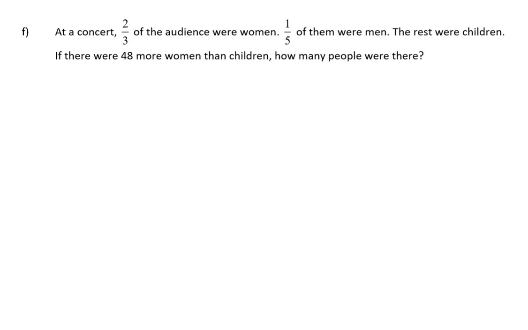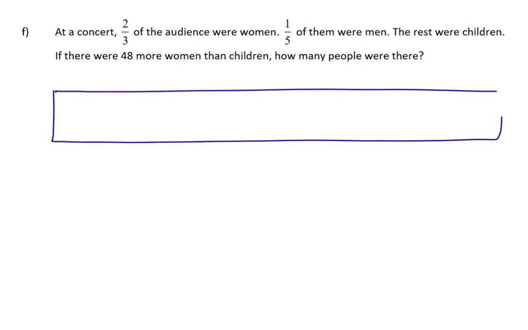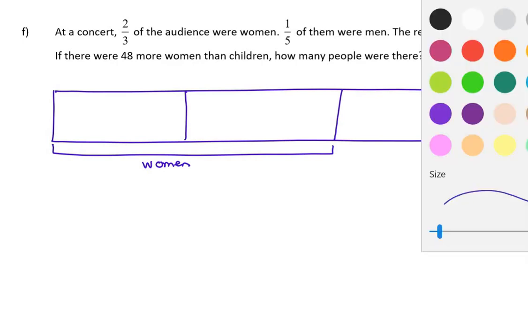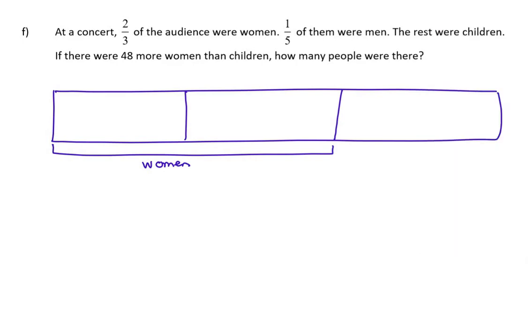This is probably my favorite example, because this is the example that convinced me that without a bar model, I wouldn't be able to do this question. So this question says, at a concert, 2/3 of the audience are women. So immediately I am tempted to divide my bar model into 3, and why not? So all of these are your women. 1/5 of the audience, not 1/5 of the leftovers, 1/5 are men.